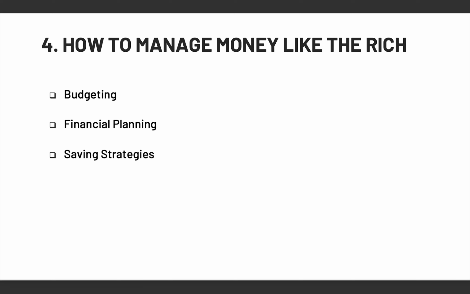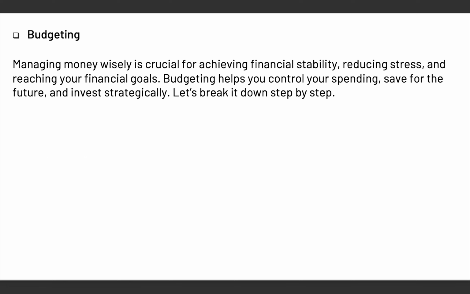Now, this will take us to the last section of this guide, which is how to manage money like the rich. Now, under this section, I'll talk about budgeting, I'll talk about financial planning, and I'll talk about saving strategies. Now, let's start with budgeting. Now, managing money wisely is crucial for achieving financial stability, reducing stress, and reaching your financial goals. Budgeting helps you control your spending, save for the future, and invest strategically.